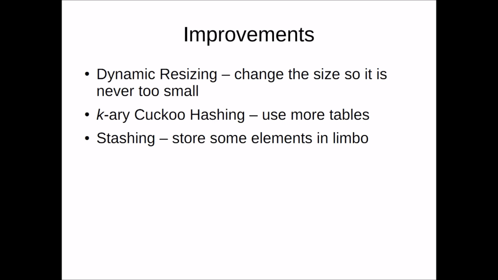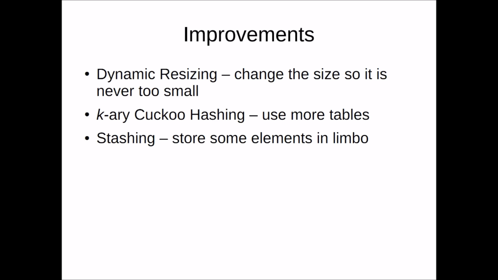Lastly, the literature has suggested many improvements to cuckoo hashing. The first one is the most obvious. We just keep changing the size of the hash tables so that they're together never more than 50% full, guaranteeing good performance. Secondly, we can generalize cuckoo hashing for more than 2 hash tables.